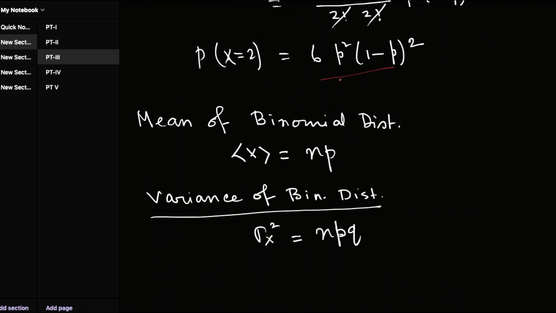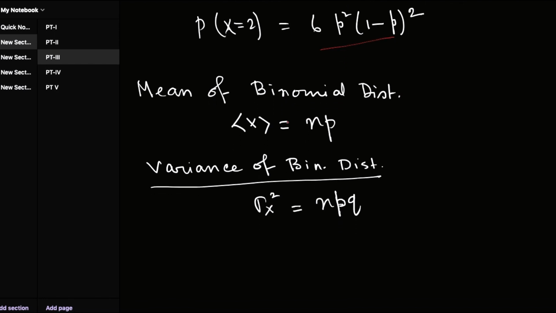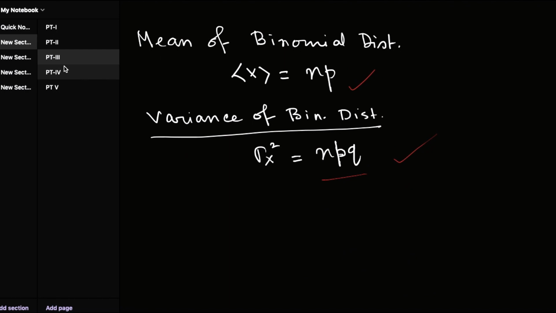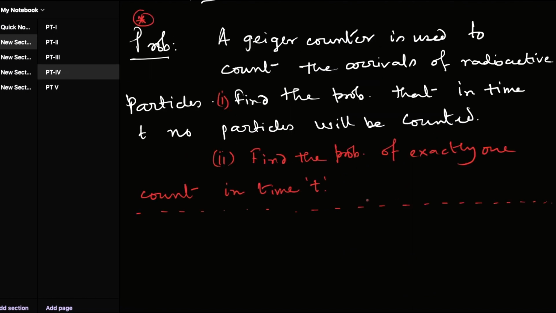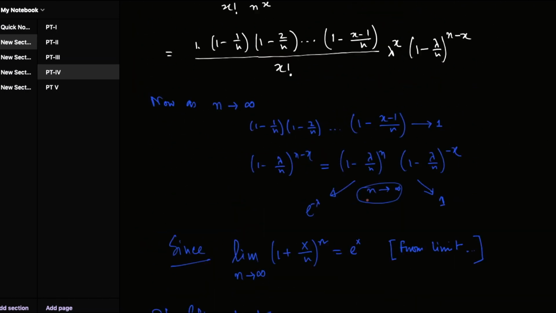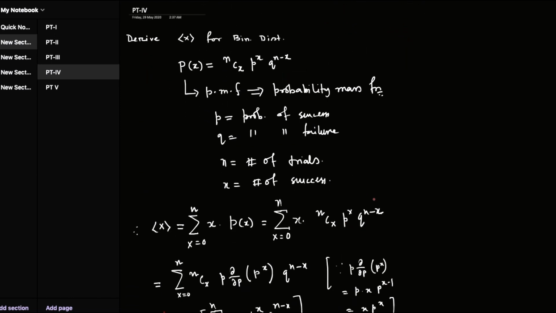And now our routine job is to calculate the mean of the binomial distribution, x average, and that is basically np. And the variance of the binomial distribution is sigma square equals npq. That I want to prove. How to prove that, and how to derive x average for the binomial distribution.